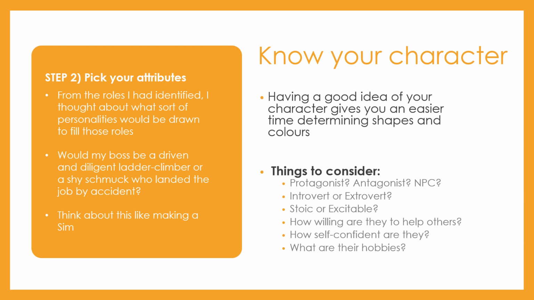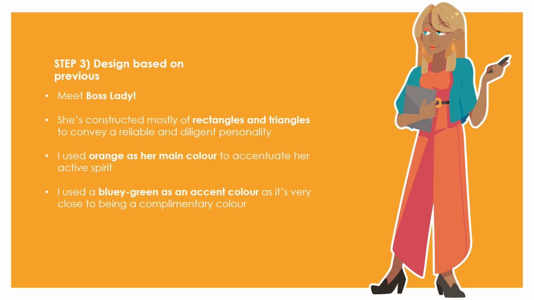So some things to consider, just off the top of your head: are they a protagonist or an antagonist, or just some NPC in the background you're going to see once and then they disappear from the game? Are they extroverted or introverted? Are they stoic or really excitable? How willing are they to help some random old man that's fallen into the river or something? Are they confident in what they're doing? And then you can add things like, what are their hobbies? Maybe a fisherman has a fish on his shirt or something. It doesn't have to be deep.